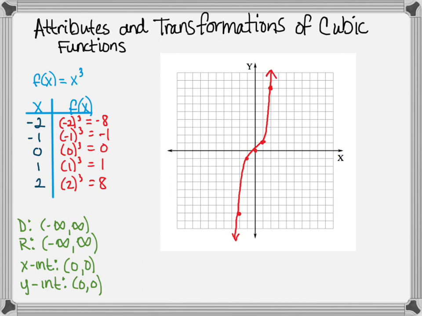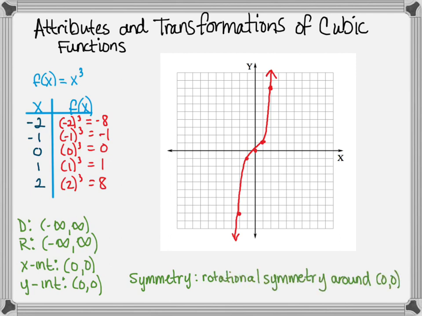And this cubic function has symmetry. It's not symmetric over the x-axis or the y-axis. Instead, we are symmetric about the point 0, 0, so we have rotational symmetry. If we were to rotate our graph 180 degrees, the graph would look identical to our starting graph.